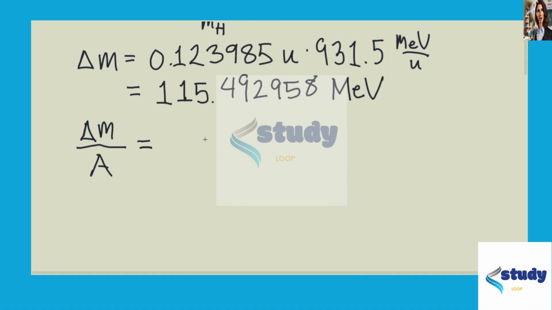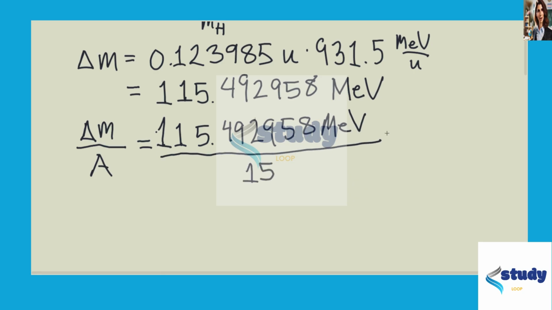So this is equivalent to our 115.49298 megaelectron volts divided by 15, which gives us 7.699995 megaelectron volts binding energy per nucleon. And that's our answer.